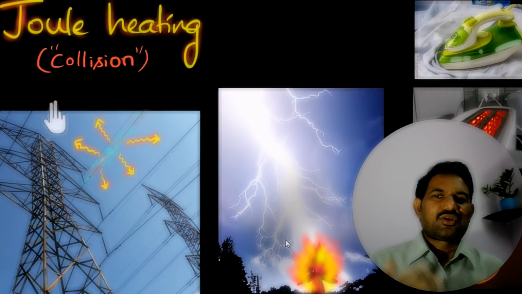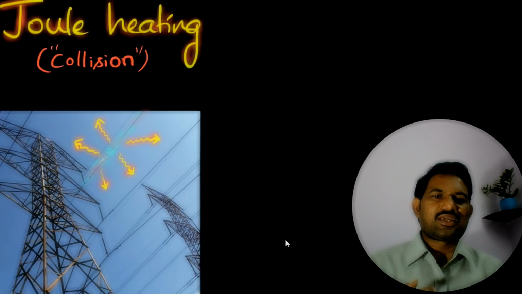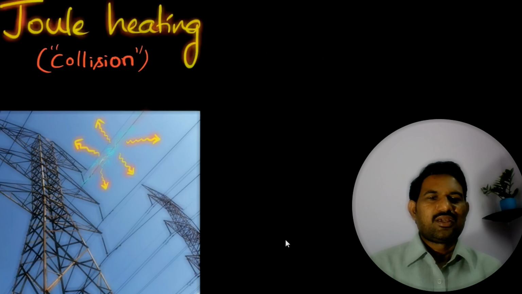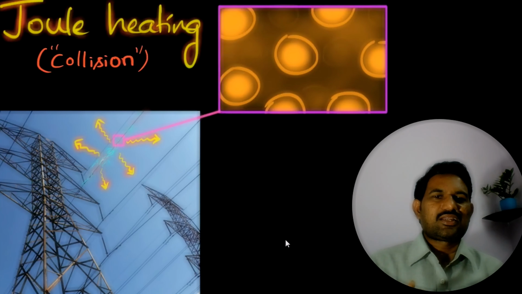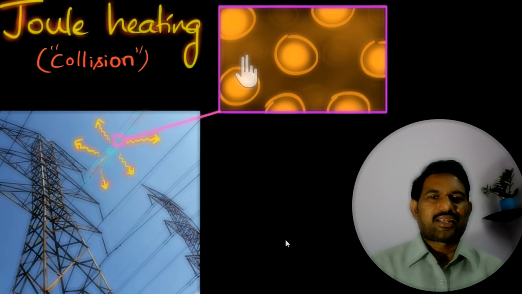And so then we call that Joule's heat. The basic cause, he identified it as collisions. So the basic cause for this heat energy is nothing but collisions. We know when current is passing through that material, there are a lot of lattice atoms or ions there.